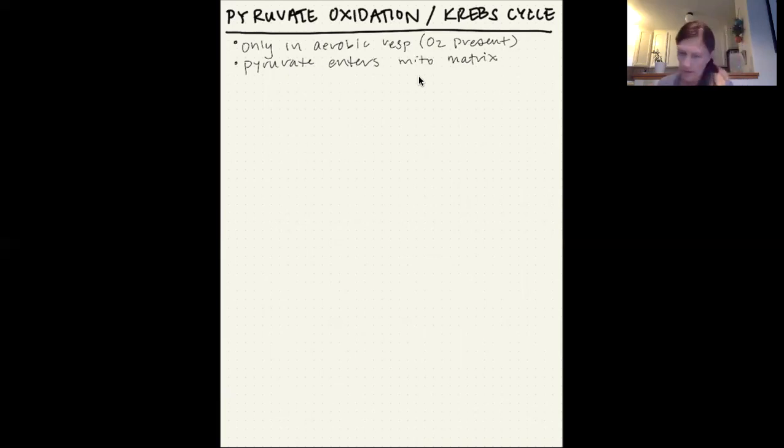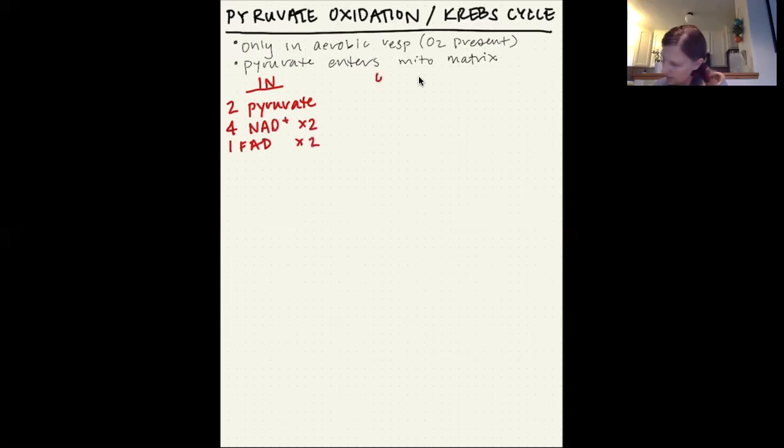Let's talk quickly about the ins and the outs. The ins for pyruvate oxidation and the Krebs cycle are 2 pyruvate, and remember, pyruvate is a 3-carbon molecule. We're going to have 4 NAD plus, but remember, since we have 2 pyruvate, this is going to be times 2. And 1 FAD, and that's going to be times 2.